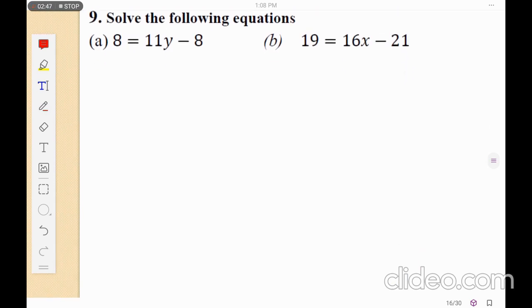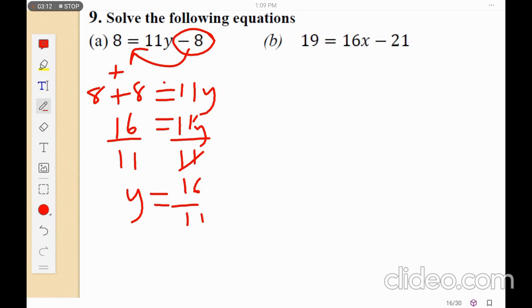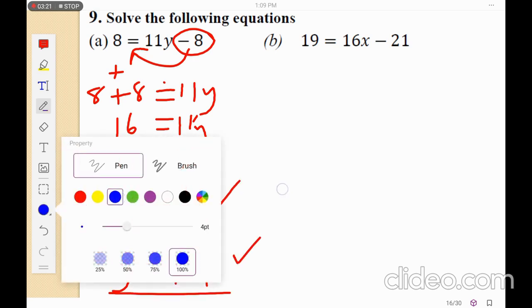We want to solve the equation for this one. We can move this minus to this side, it becomes a plus. So we have 8 plus 8 is equal to 11y. We have 16 is equal to 11y. So our y is going to be, we divide by 11, our y becomes 16 over 11, and you can write it as a mixed fraction as 1 and 5 over 11. It's still all correct there. Let's move on to the next one.